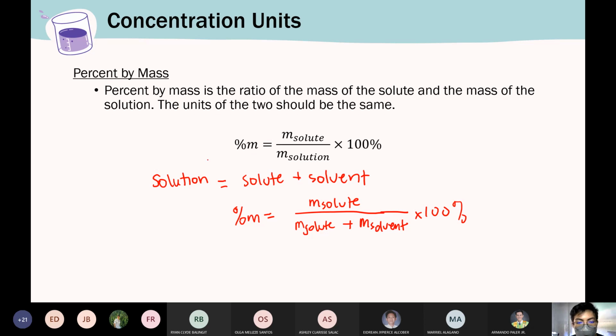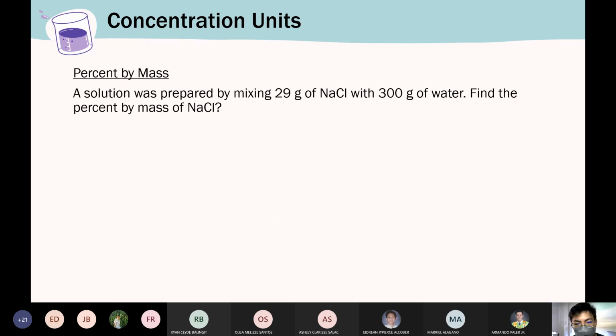So, ganun ha. Okay? So, always remember, it's important that the solution is made of solute and solvent. Whatever the mass of the solution is, that's the sum of the mass of the solute and the mass of the solvent. Okay? Let's try this one.